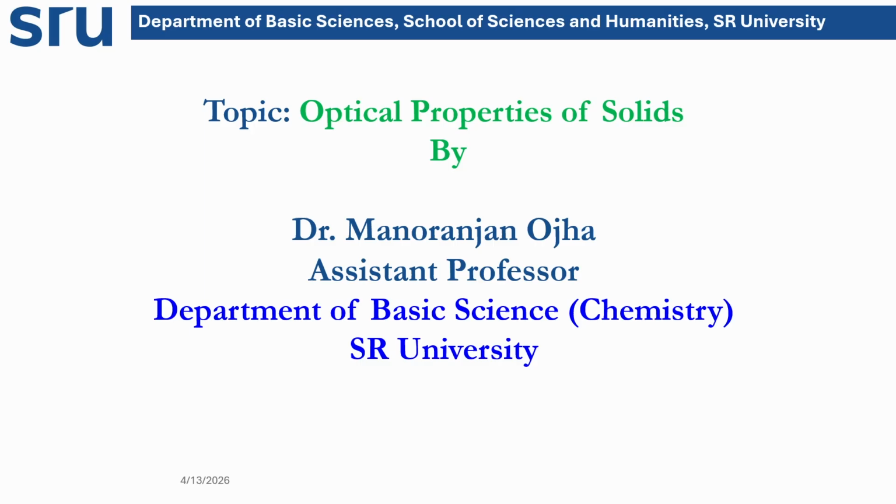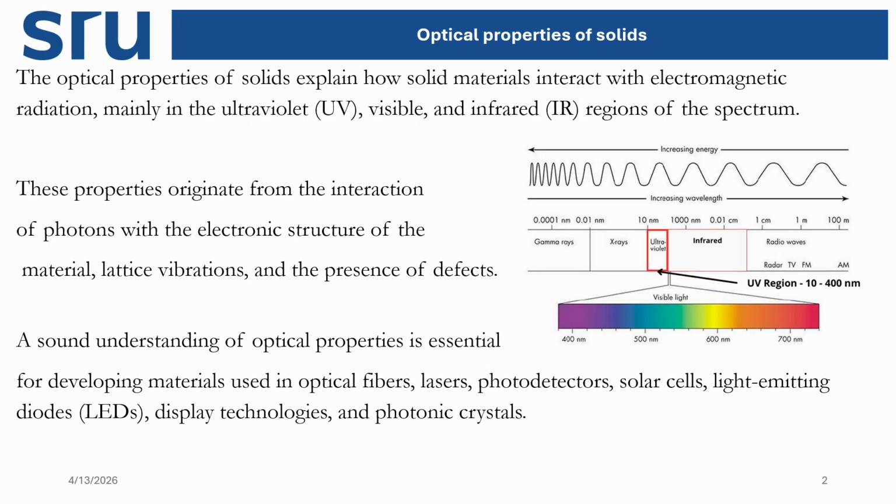Today's topic is optical properties of solid materials. We'll discuss here how materials interact with light. If you look at the different regions or wavelengths of light, they range from 100 meters to 0.001 nanometer in total wavelength range.